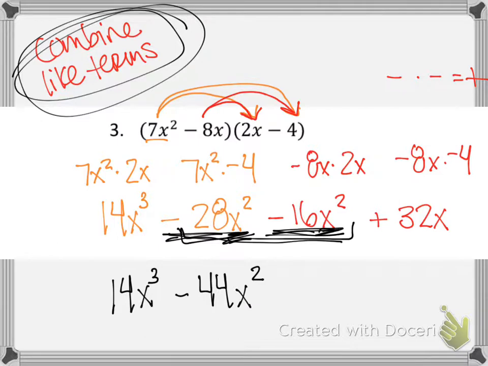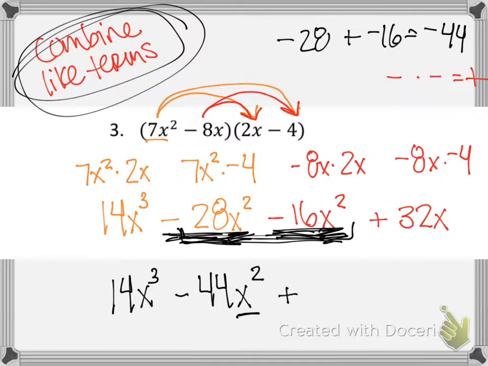Remember, we don't do anything with my exponents when I'm combining my like terms. When I'm adding and subtracting, my variable and my exponents stay exactly the same. So I'm just changing my coefficient in front. Negative 28 plus negative 16 equals negative 44. And I keep that x squared on the end. So that's combining my like terms.